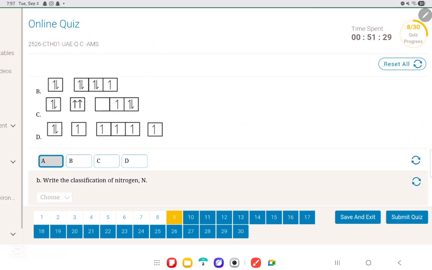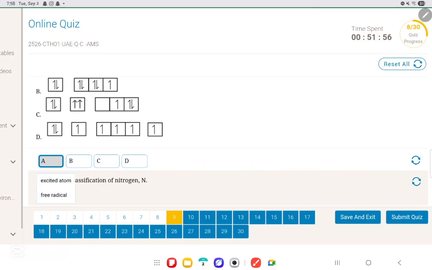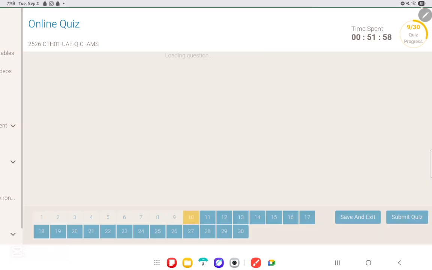Now, write the classification of nitrogen N. What do they mean by classification of nitrogen N? Because it has free or unpaired electrons, this is known as a free radical. So very simply, we will call this a free radical. Let's move on to question number 10.